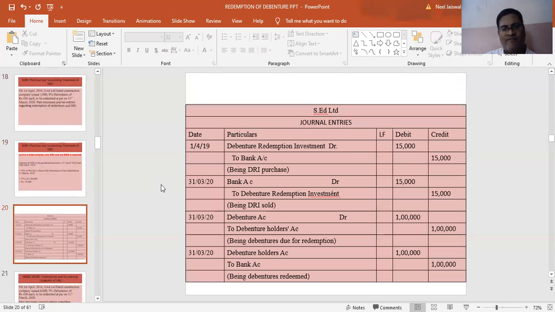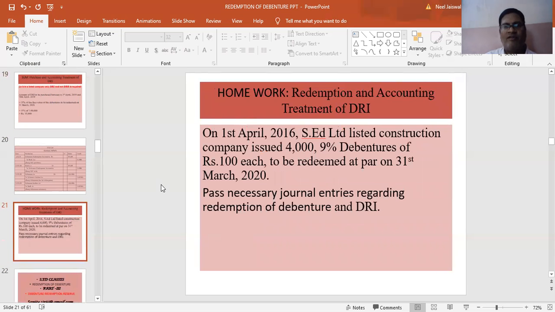So this sum we have done, students. Hope you have understood. Now you will be doing this sum as homework. 4,000 debentures are there. The redemption date is the same. You have to create DRI.